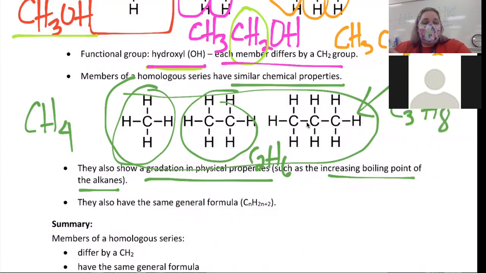They're a homologous series, a family. They're going to have similar chemical properties, so they're going to react really similarly because they're in the same family. But their physical properties are going to show what we call a gradation. For example, the boiling point is going to increase as the molecule gets larger. So CH4 is going to have the lowest boiling point, and then C2H6 will be a little higher. C3H8 will be even a little bit higher than that.